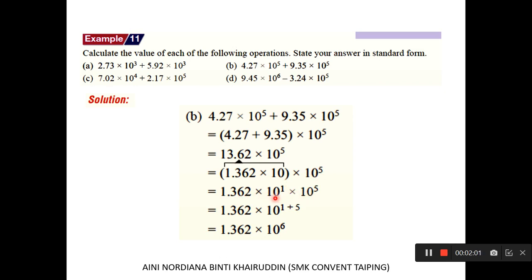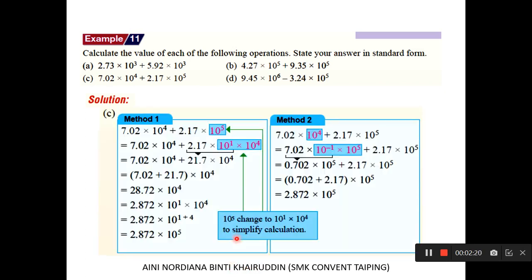Do you still remember chapter 1, indices, the law of indices? This is multiplication with the same base, so we can just add the powers. 1 plus 5 is 6. So this is the final answer in standard form. Next, question C. We have two methods here. Have a look at method 1 first.